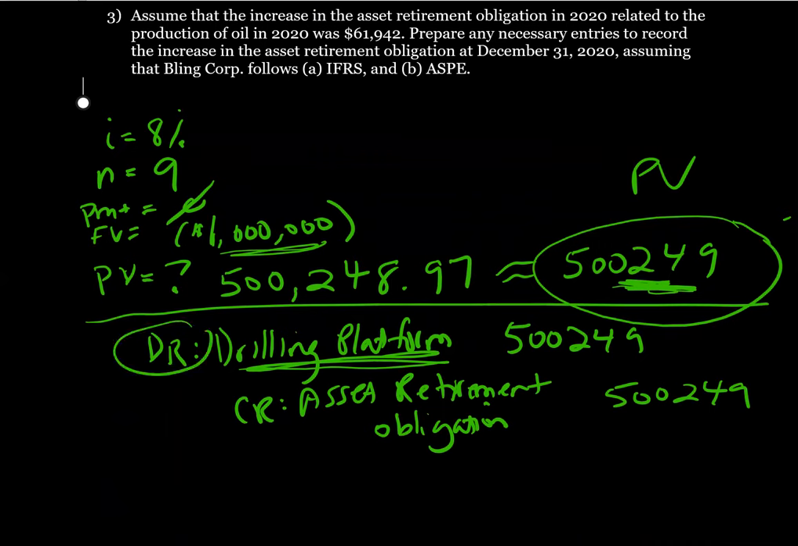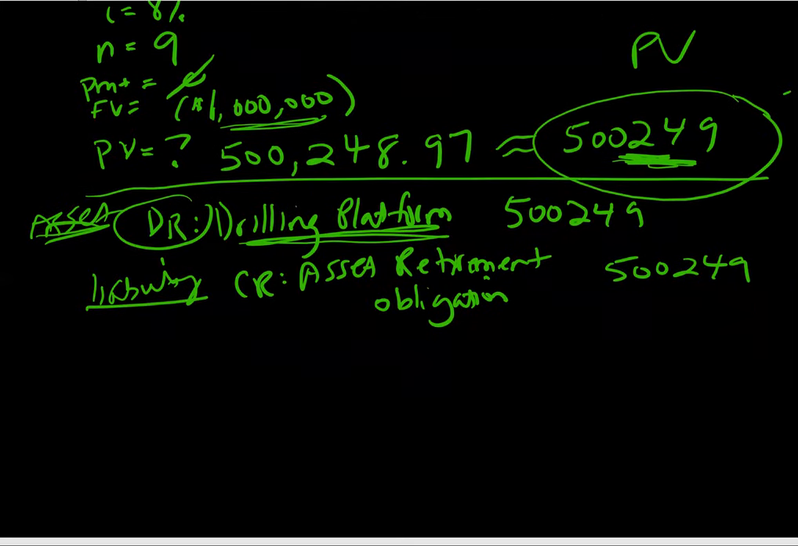We've got an asset and we've got a liability, and they actually both require adjusting at the year-end date. So we need to depreciate the asset, which is the drilling platform, and we need to record interest expense or accretion expense on the asset retirement obligation. So let's take a look at that.